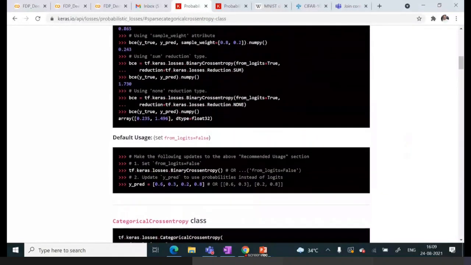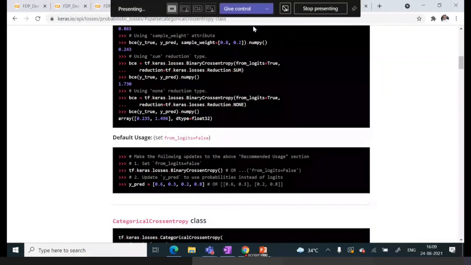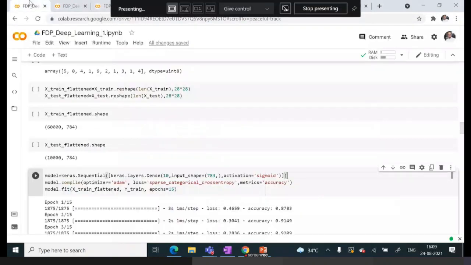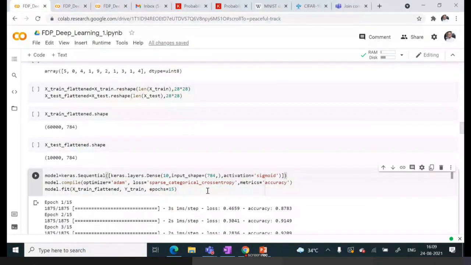I will also share this particular notebook with you so that you can experiment. There are other kinds of losses also, mean square error and so on, so you can check them also. With these two lines, we have done the entire setup, right? It's like we have written the code, but now we need to provide the data.